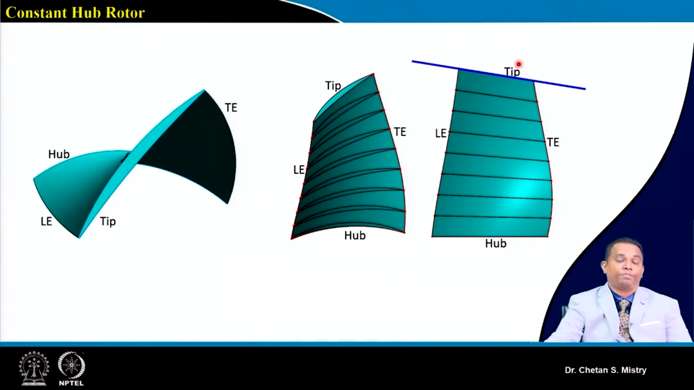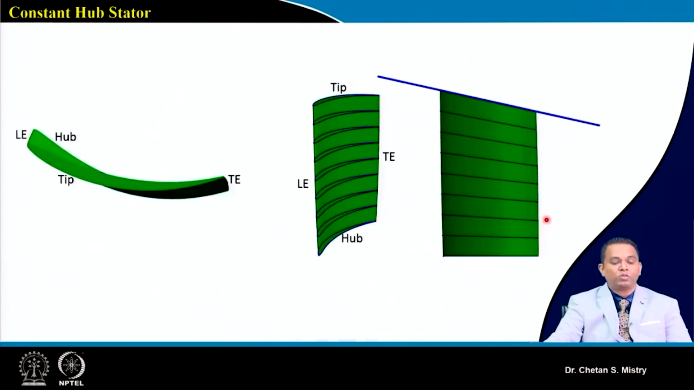This represents my tip. Just understand one thing: it is not that my chord is reducing, the chord is the same, this is just a view. At the same time, if you look at these aerofoils, those are not 2D aerofoils. We discussed this point when we were discussing the constant tip diameter configuration. These are 3D aerofoils because our flow gets deflected towards the hub region. Okay, let's do the configuration for the stator.